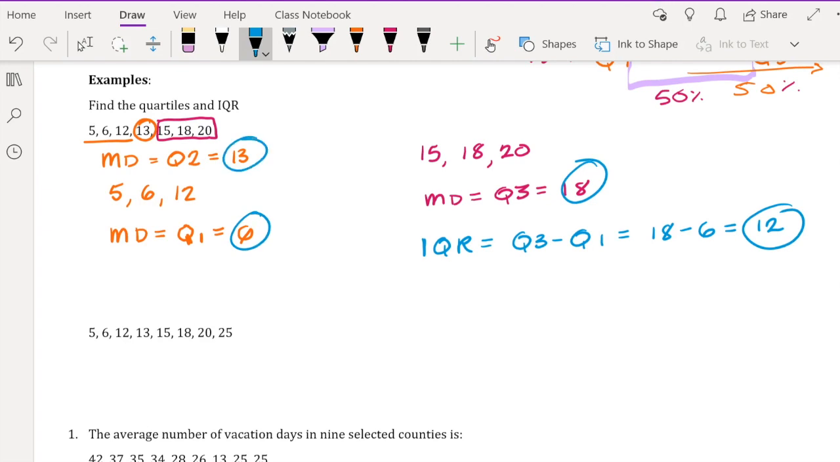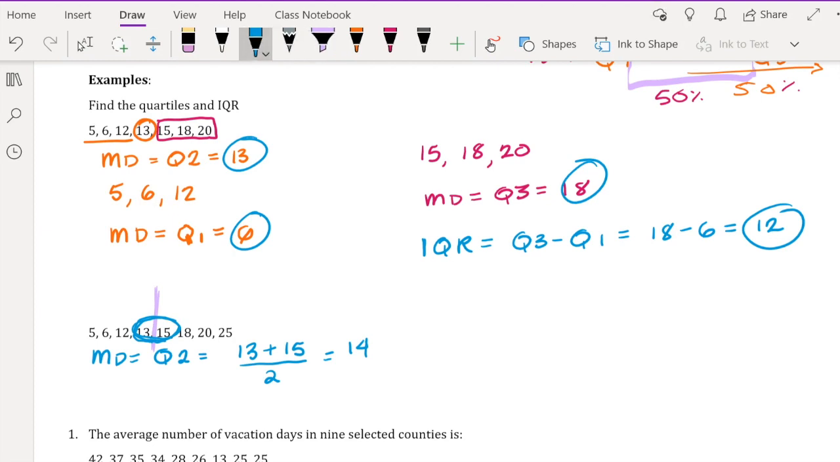So let's do another one. The data is already in order. Make sure it's always in order. Don't trust me. So here we have an even number of values. So I need to find the average of these two to find the median. So the median would be the same as Q2. And to find that, it would be 13 plus 15 over 2. And that is 14.